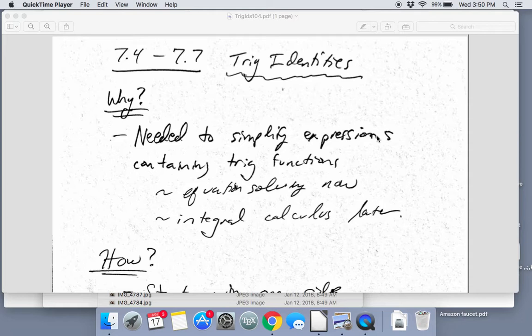So first of all, a trig identity is an equation that involves trigonometric expressions, and that equation should be true for every value of the argument theta, for example. Why do we need them?